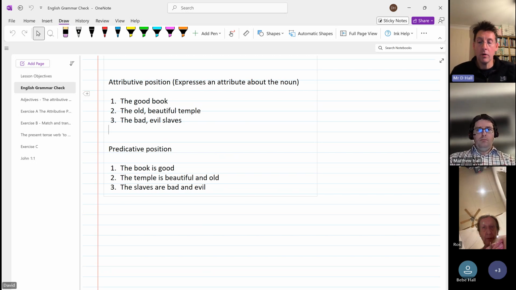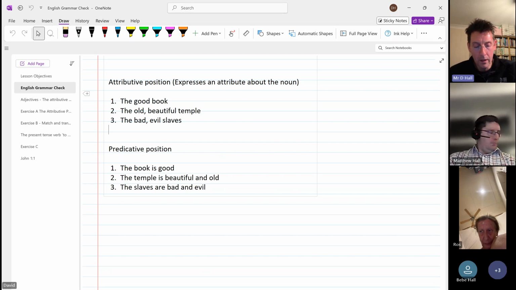Now the key here is to work out whether the adjective is in the attributive position. In our language, it's fairly straightforward. If you take the adjective out, the sentence can carry on and it makes sense. If you take the adjective out of the predicative position, then you get left with an unfinished sentence. You have the book is, and it needs to finish.